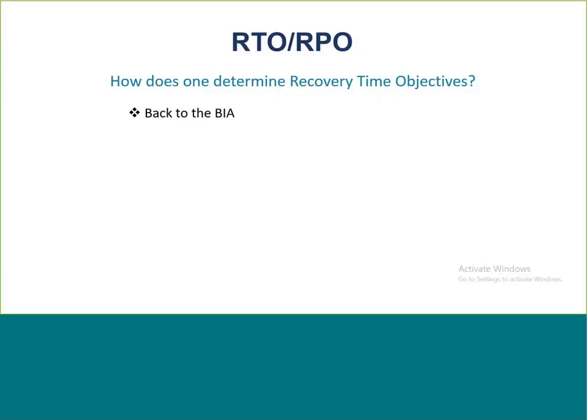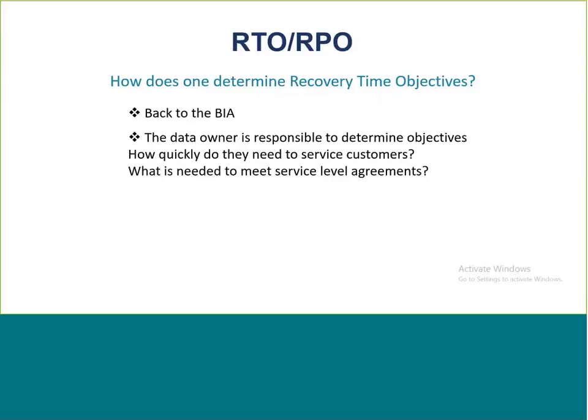So that goes back to the business impact analysis. And the data owner, like we said, this is one where I would want to push, if I was IT, I would want to push the responsibility to the business. The data owner is responsible to determine the objectives. They should determine how quickly they need to service the customers or vendors or whomever they're servicing, what their data services need to meet the service level agreements. The business needs to determine that. They should be the ones drawing that up and bringing that to IT.